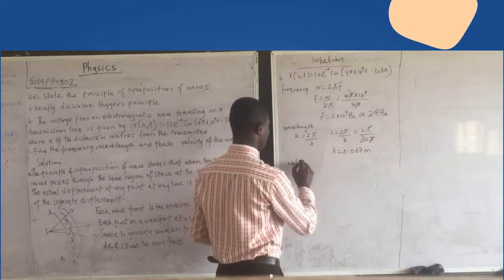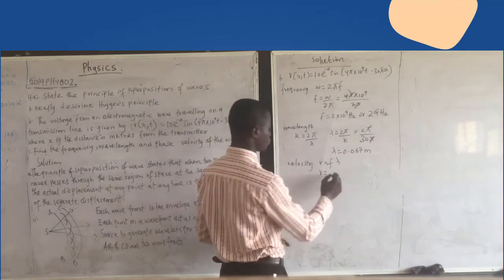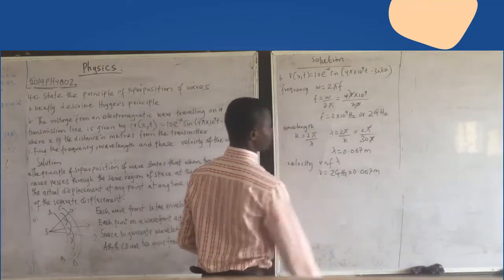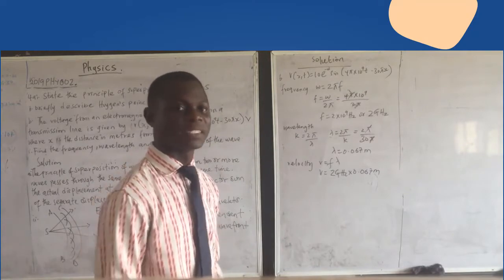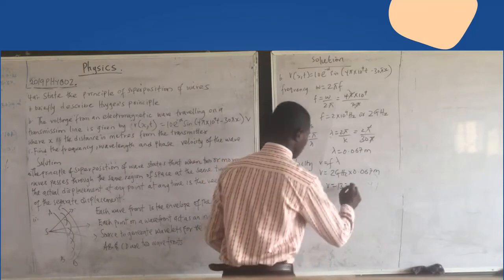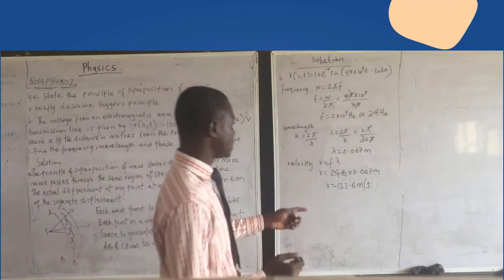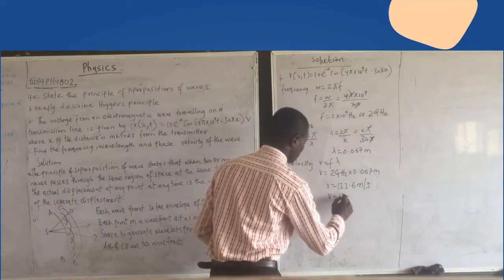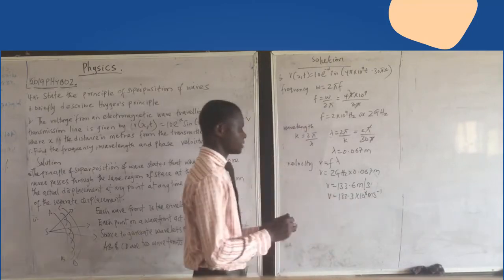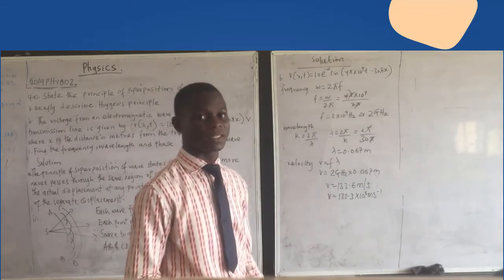What's the next thing? Velocity. How do you look for velocity? v equals f lambda. What's our f? 2 gigahertz. What's our lambda? 0.067 meter. So if we multiply that very well, we have 133.6. What's our unit? Meter per second. So v should be 133.3 times 10 raised to the power 6 meter per second, not 133.6.